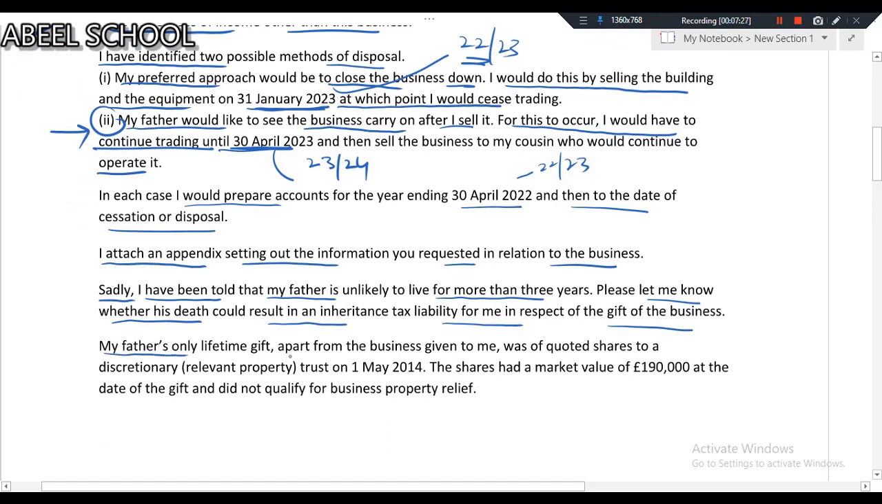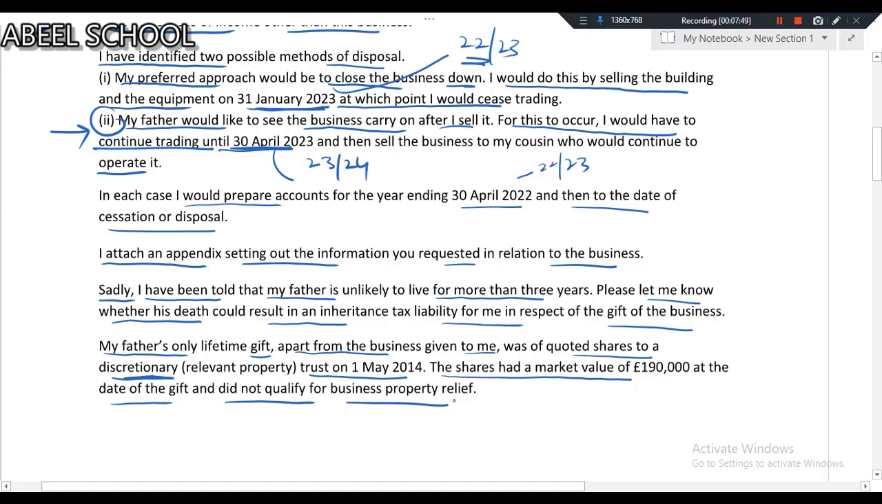My father's only lifetime gift, apart from the business, given to me was the quoted shares to a discretionary trust, that is CLT, on 1st May 2014. The shares had a market value of 190 at the date of gift and did not qualify for BPR. The business property relief was not available.